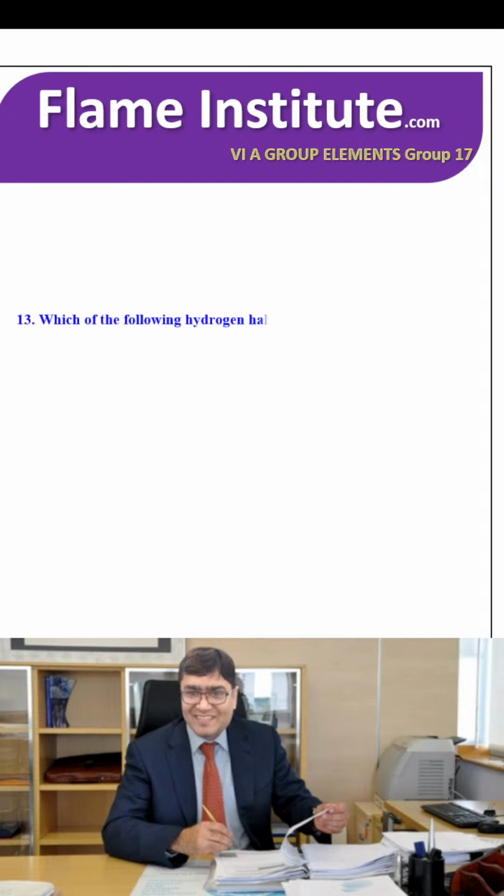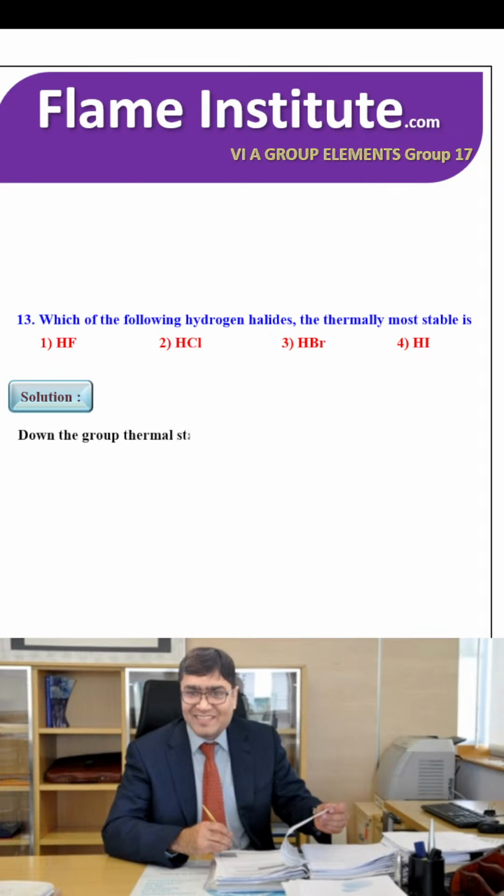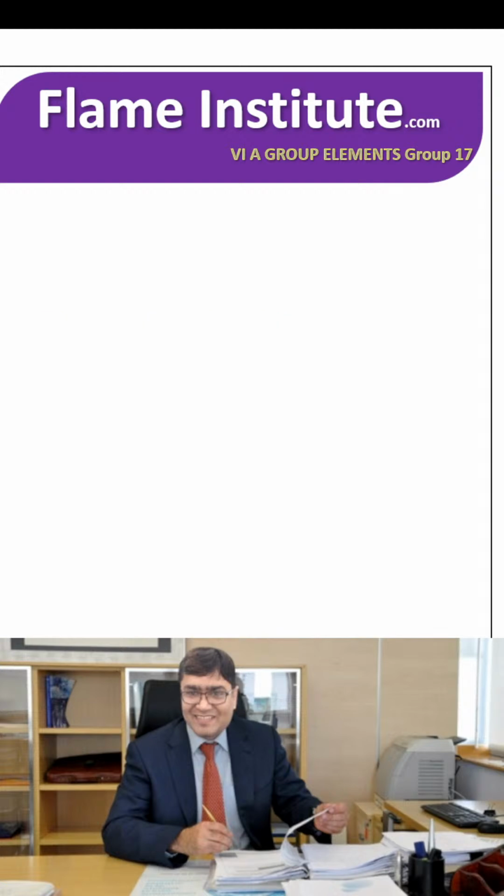Which of the following hydrogen halides is thermally stable: HF, HCl, HBr or HI? The correct option is: down the group thermal stability decreases, so HF is the most stable.